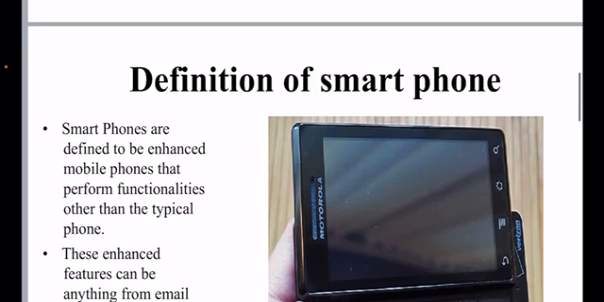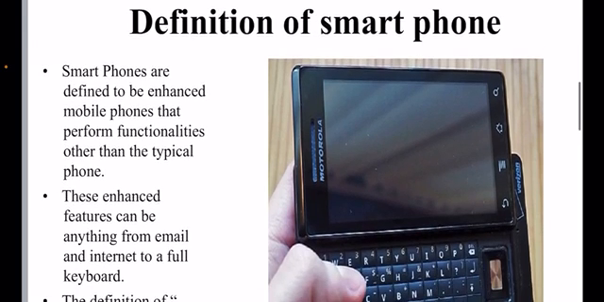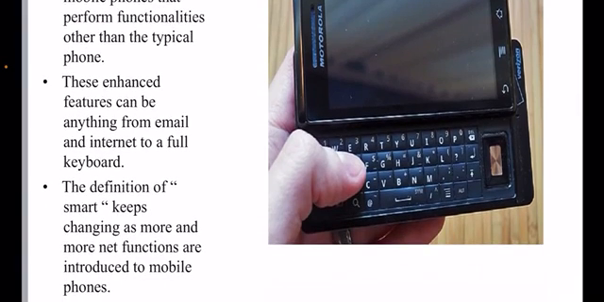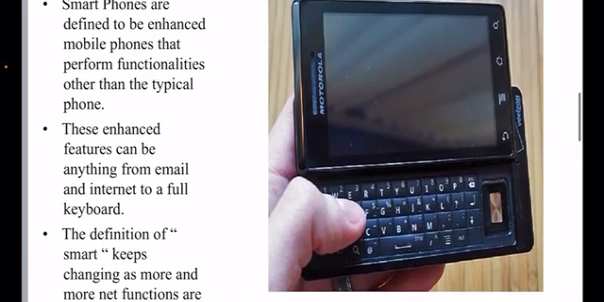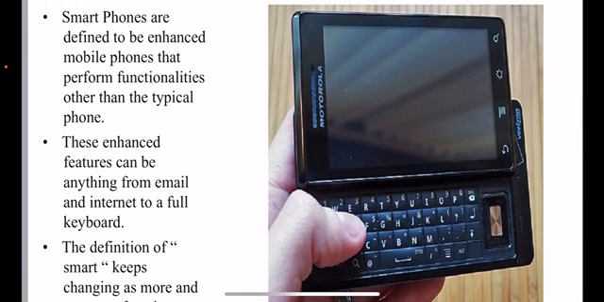Now, definition of a smartphone. Smartphones are defined to be enhanced mobile phones that perform functionalities other than the typical phone. These enhanced features can be anything from email and internet to a full keyboard. The definition of smart keeps changing as more and more net functions are introduced to mobile phones. You can see the picture. It's a mobile phone and there's a keyboard attached to it.